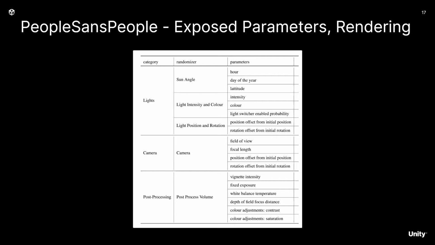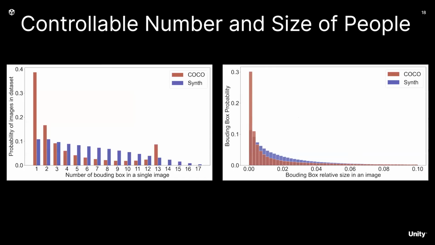Okay, so with all those randomizers, here I'm showing you distributions of object number and object size using the default parameters of the randomizers. In other words, the widest range that we can put into the system and get it to run. And I'm comparing them to the COCO persons data set.